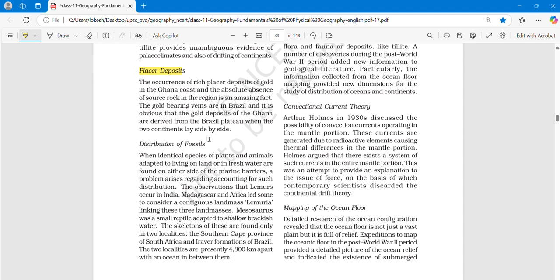The occurrence of rich placer deposits of gold in the Ghana coast and the absolute absence of source rock in the region is amazing. In fact, the gold-bearing veins are in Brazil, and it is obvious that the gold deposits of Ghana are derived from the Brazil plateau when the two continents lay side by side.